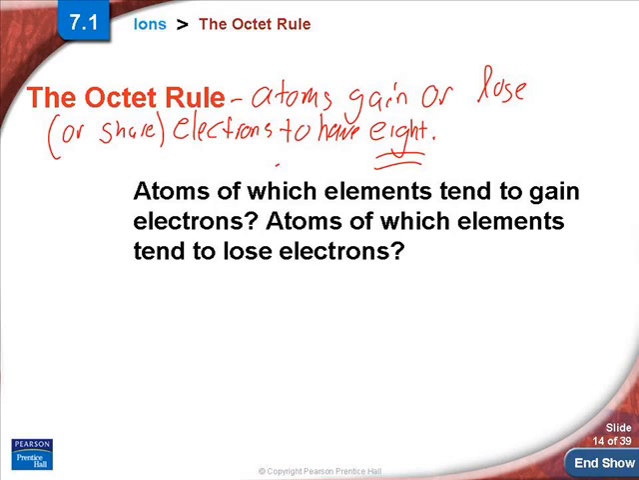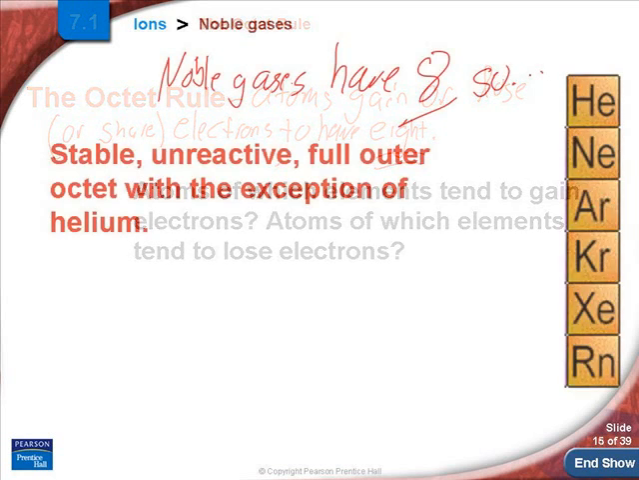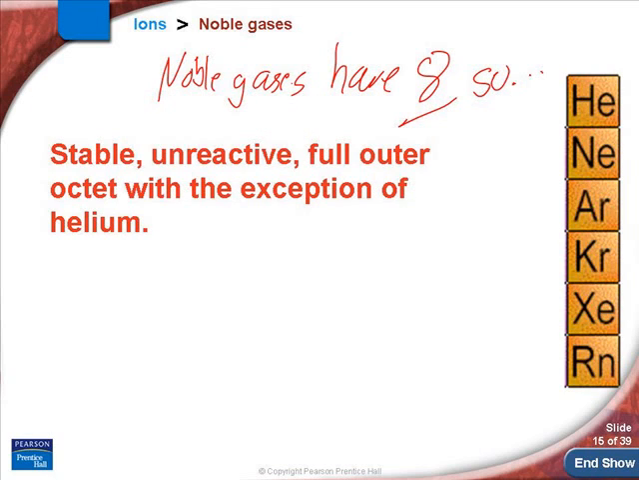The metals tend to lose, they're on the left. The non-metals tend to gain, they're on the right. They lose to either fill up or empty their valence electrons. The noble gases, the elements on the extreme right, helium, neon, argon, krypton, and xenon, they are stable, they are unreactive, and they don't gain, they don't lose, they don't share, they don't do anything.